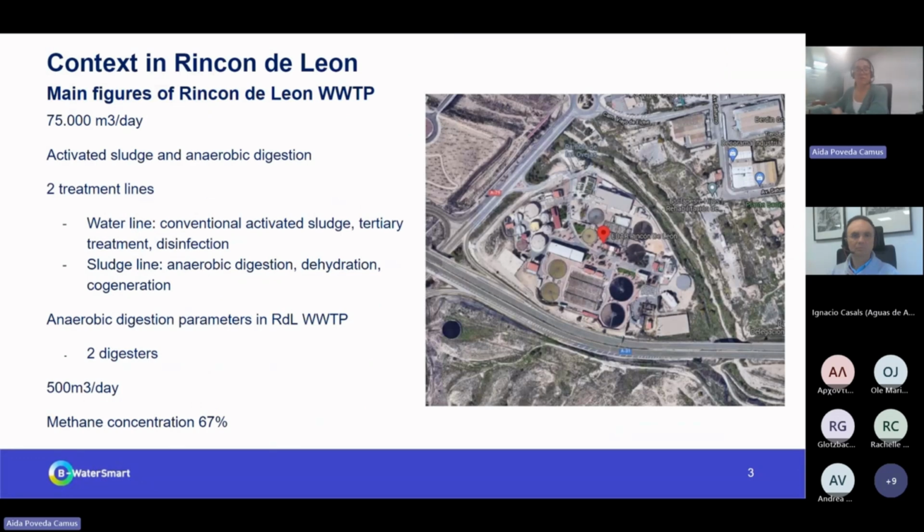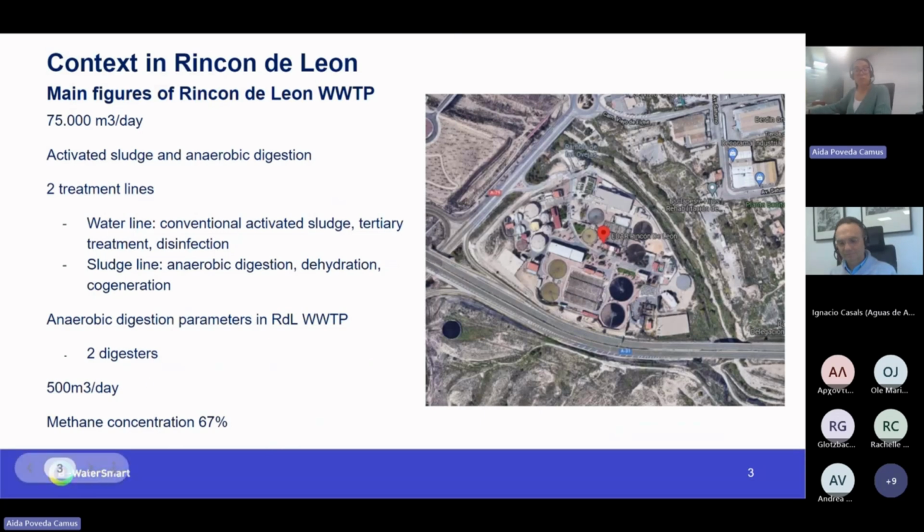To continue, we must understand the context in which we are going to work. In this case, the pilot was installed at the Rincón de León wastewater treatment plant. This plant has a design flow of 75,000 cubic meters per day. It consists of two treatment lines: the water line with conventional activated sludge treatment, tertiary treatment, and disinfection, and the sludge line with anaerobic digestion, dewatering, and cogeneration.